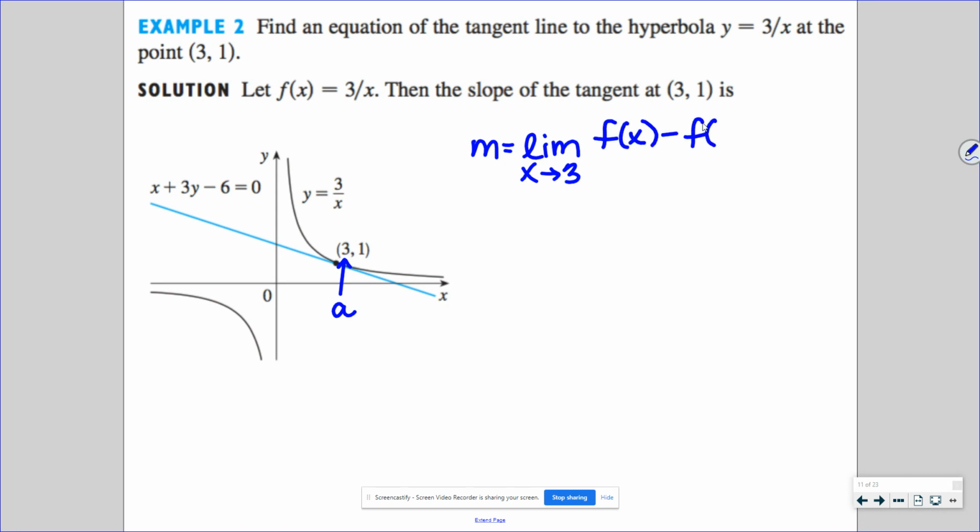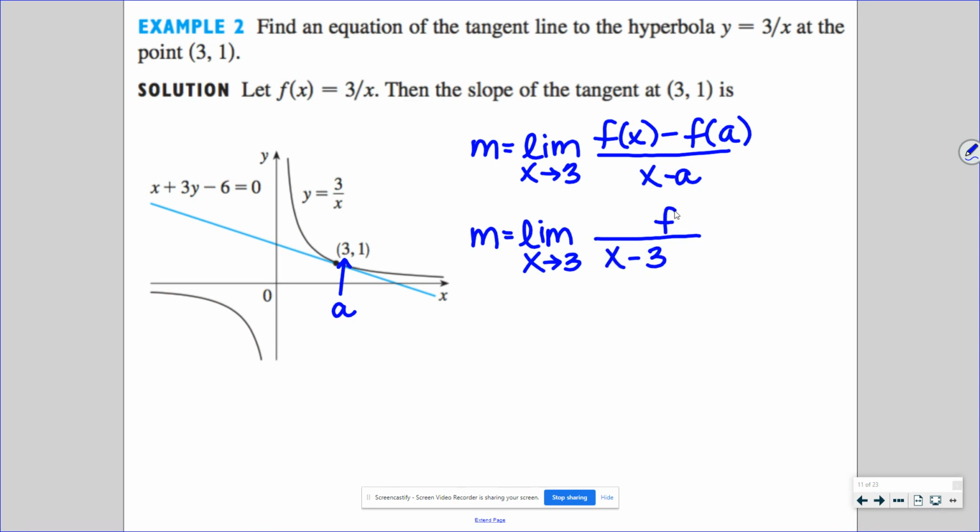So f of x minus f of A over x minus A. Remember, your A value is 3. So I'm going to go through and plug in 3 everywhere that I see an A. Then this would be like f of 3 up here.